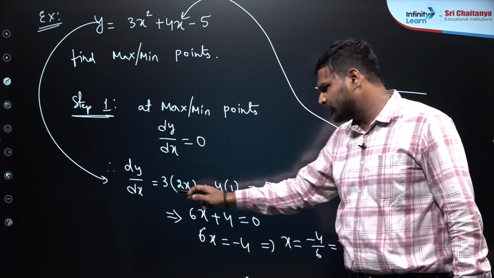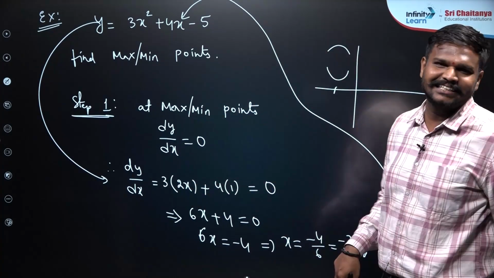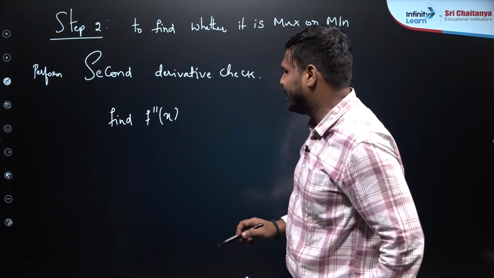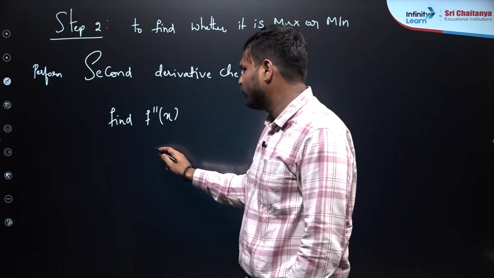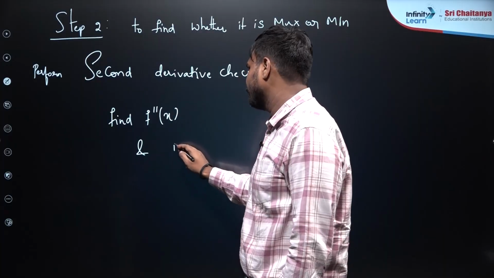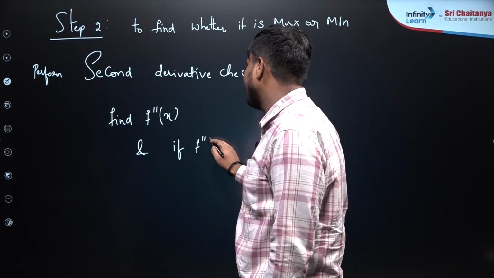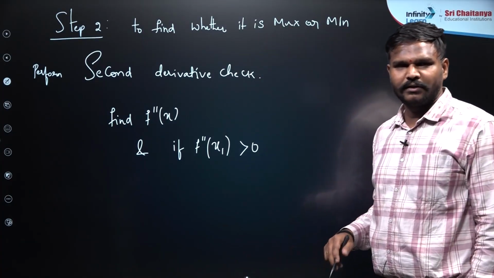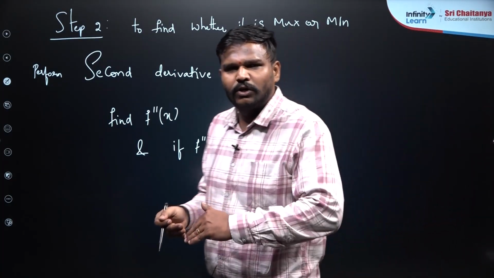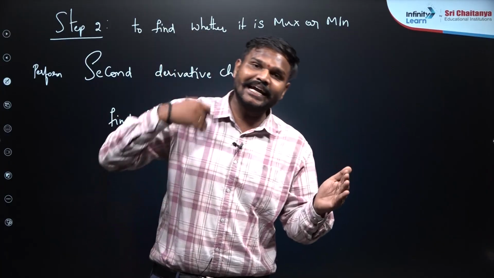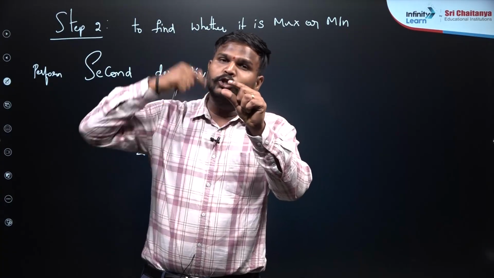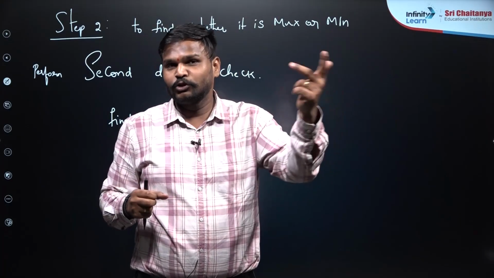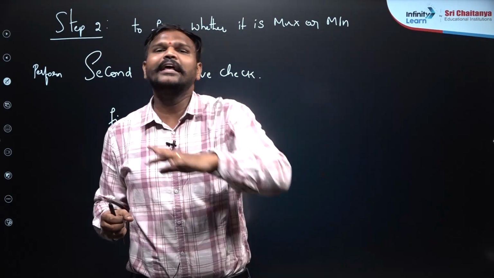This is first derivative, sir. Again we have to differentiate the function. So if you do differentiation again, that will become second derivative. Find second derivative, and if f double dash is greater than 0. What is first derivative? Slope of the graph. What is second derivative? The slope of the first derivative. Slope of slope, derivative of derivative.